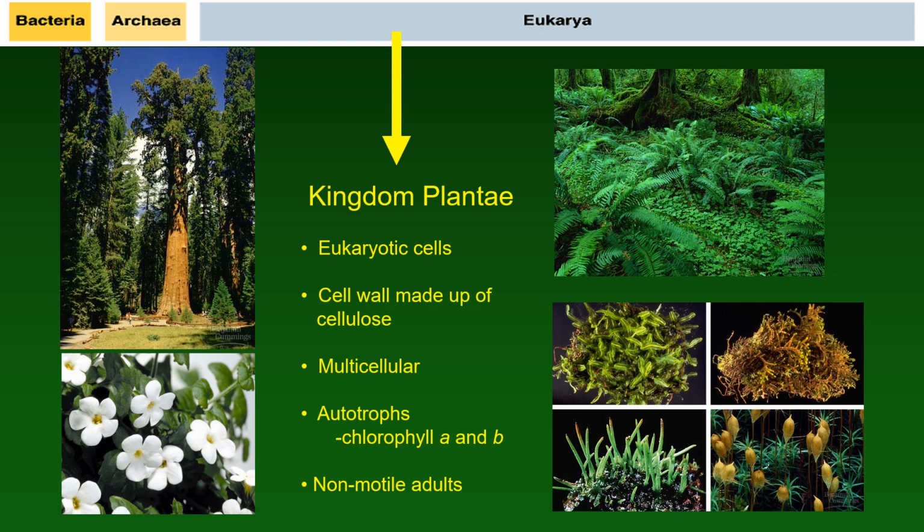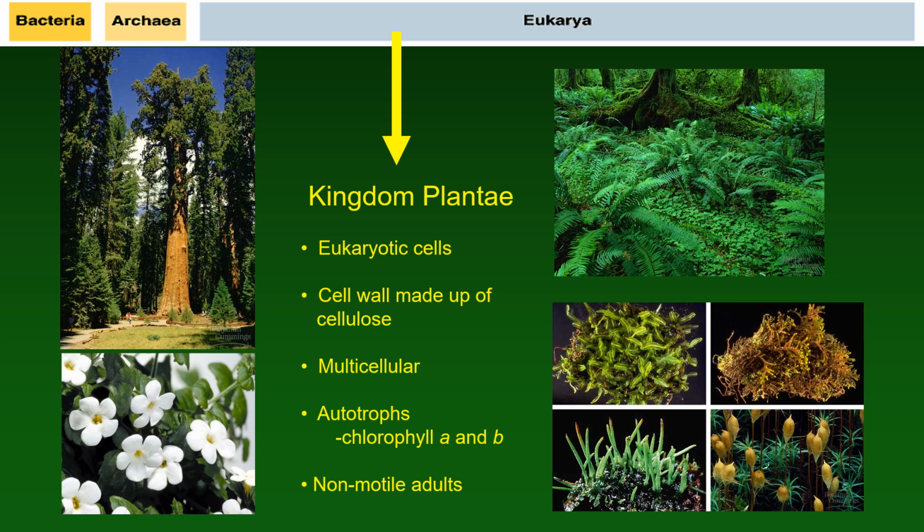It's an amazing thing to think about. When you see a tree, the wood of the tree is made out of glucose. It's simply stuck together in a form that we and most animals cannot break down. They are multicellular and they're autotrophs, which means they make their own food, in this case by capturing sunlight. They capture sunlight with molecules of chlorophyll A and B. And the adults are non-motile.